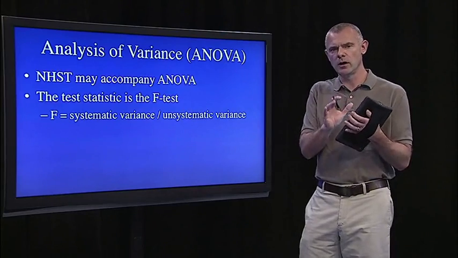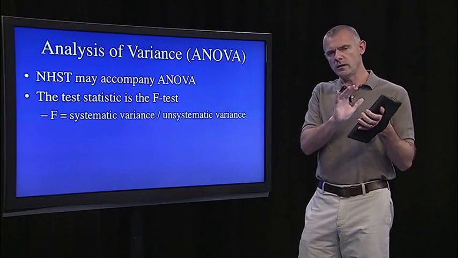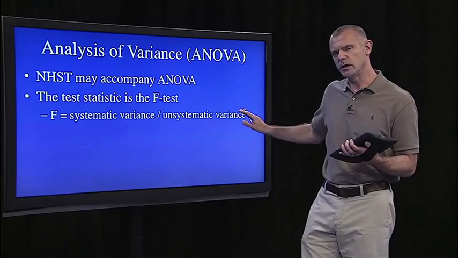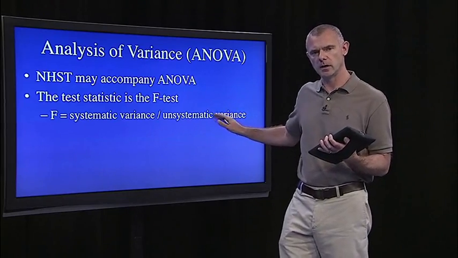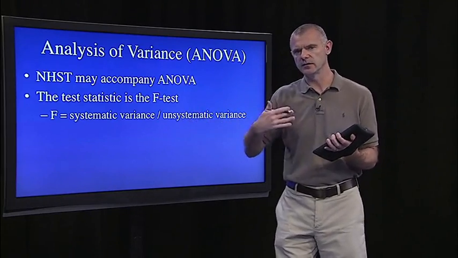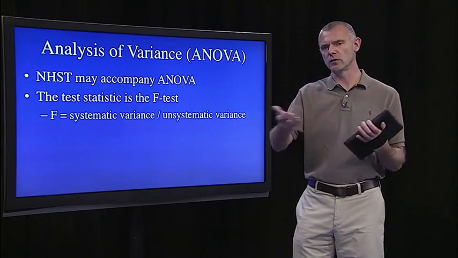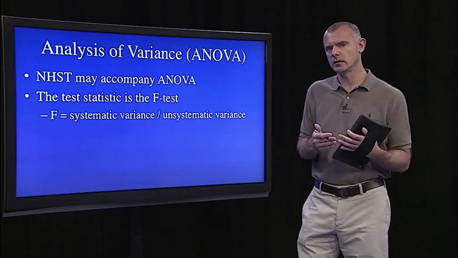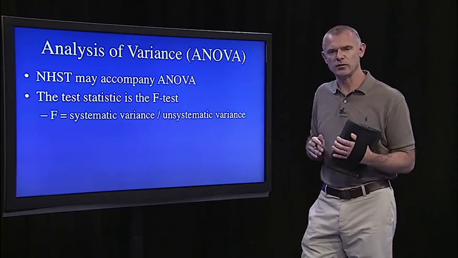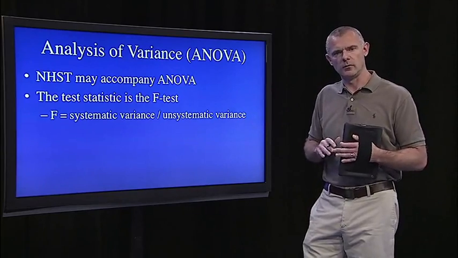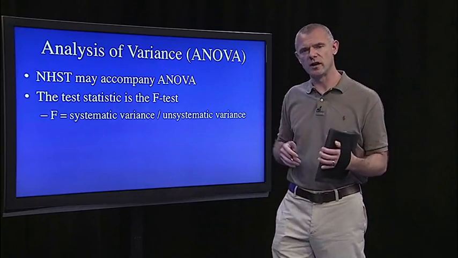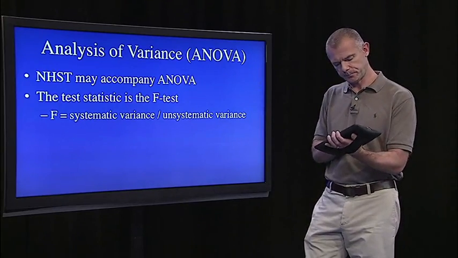It's a ratio of sort of what we observe in our experiment relative to what we would expect just due to chance. So it's systematic variance. It's variance we see across our groups, across our conditions that we can attribute to our manipulations relative to just how much variance there is not relative to our conditions, just sort of unsystematic, just due to chance.